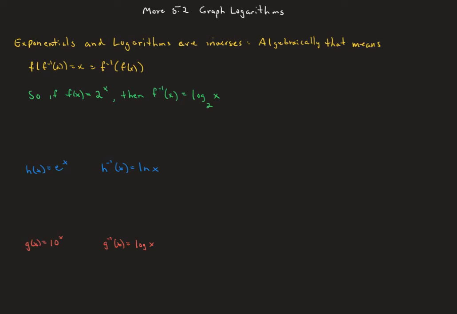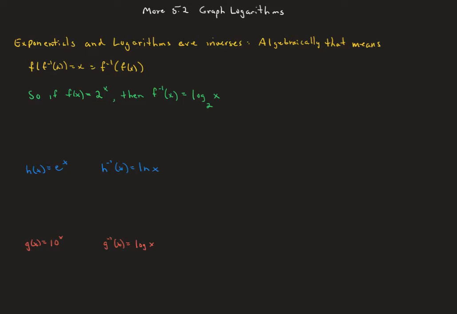We're going to talk about section 5.2, graphing logarithms. Before we get to that, let's recognize that exponentials and logarithms are inverse functions. They're inverses of each other. So first, before we get to the graphing part, algebraically, that means that f of f inverse of x is equal to x, and f inverse of f of x is equal to x.